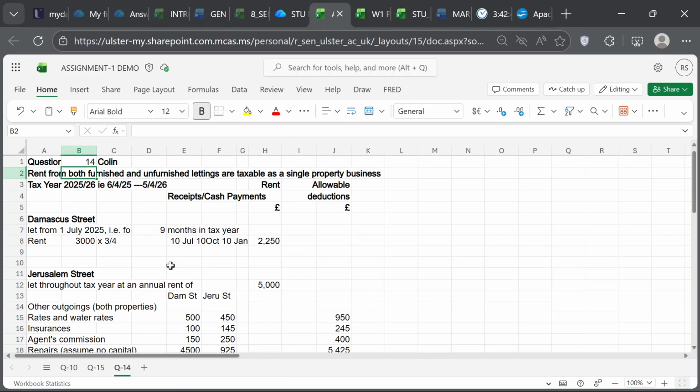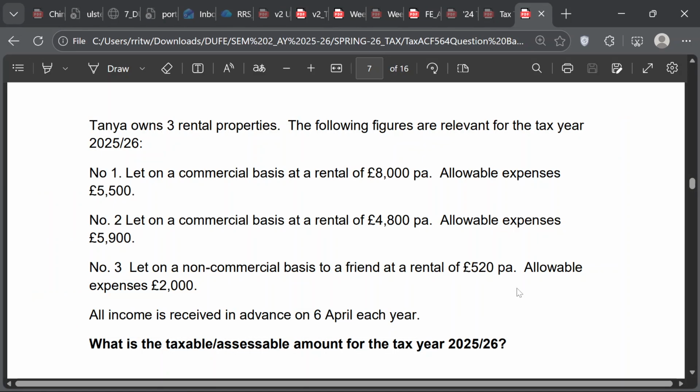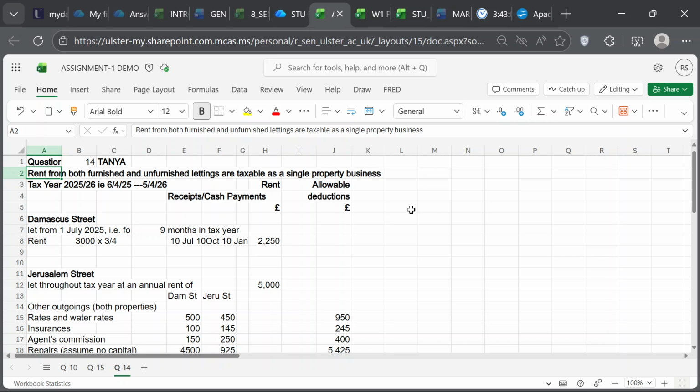Okay, so you write Tanya. You can just write her name. Okay, like this. It has to be done. Now, all this stuff, rent from both, are taxable as a single property business. That's fine. In this case, what you see is commercial basis rental. So you have to arrange it like this.